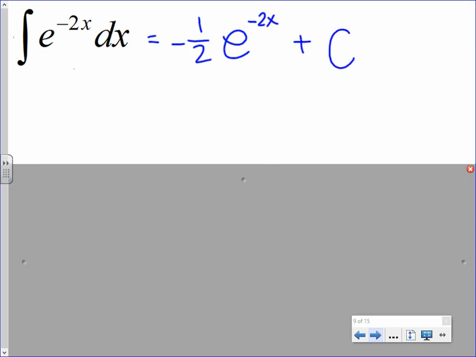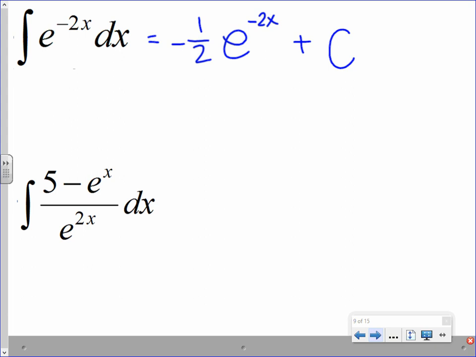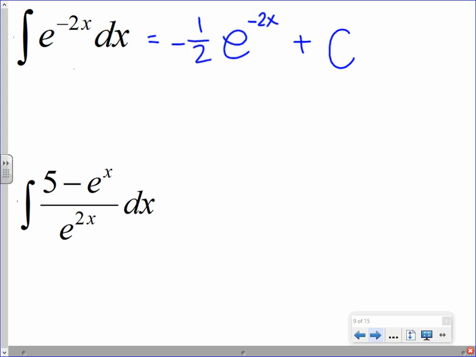Let's see. You can always check yourself. If you take the derivative of your answer, do you get what is inside? If we take this derivative, do we get e to the negative 2x? Then we're correct. Okay, next one.